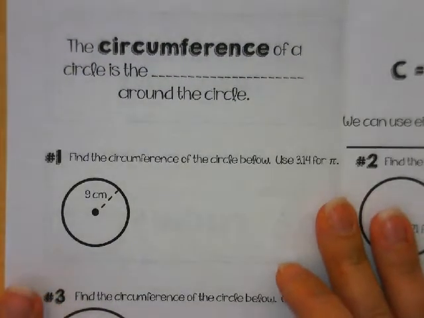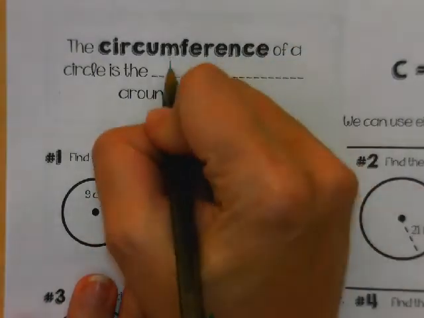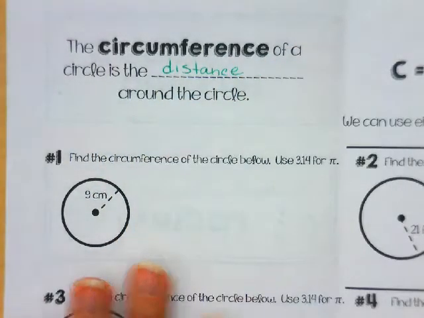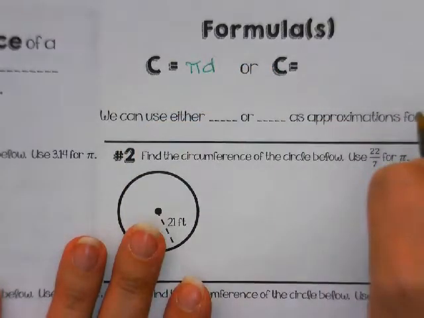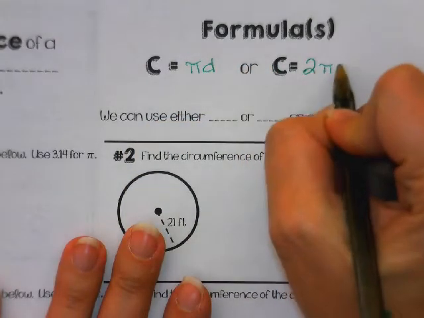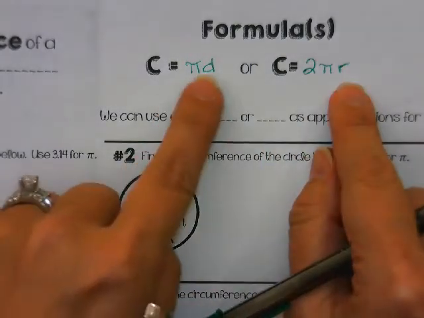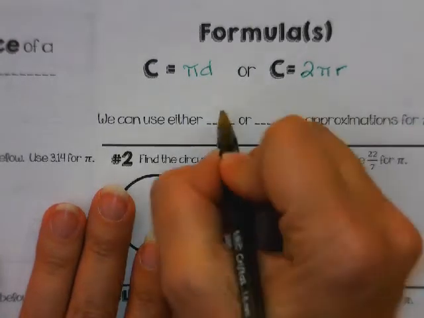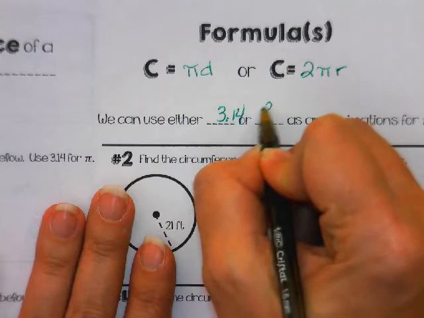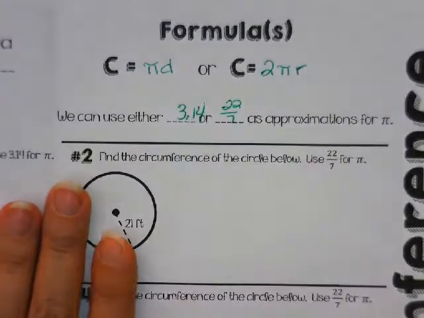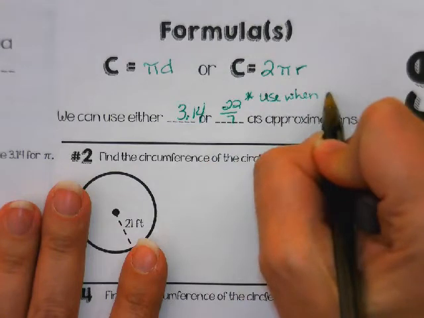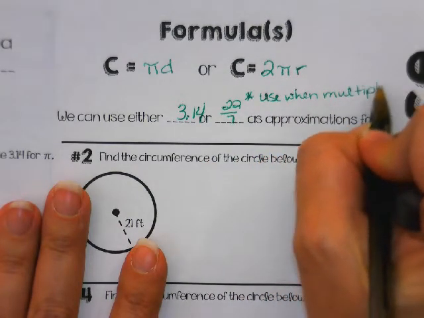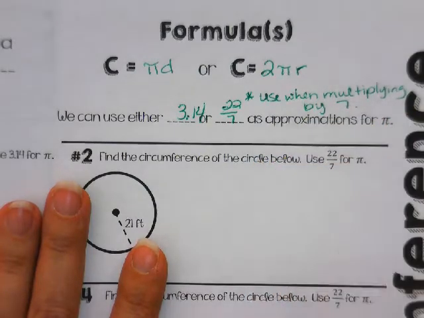When we look at these today, we're going to make sure that we're writing our formula. So the circumference, we'll just review the definition. Circumference of a circle is the distance around the circle. And we have 2 formulas for circumference. The first one is pi times diameter, and the second one is 2 times pi times the radius, because remember what we just wrote on the front, 2 times the radius is in fact the diameter. We can use either 3.14 or 22/7 as an approximation for pi. Last year we talked about 22/7 is best to use when we are multiplying by 7, because then we can cross reduce.